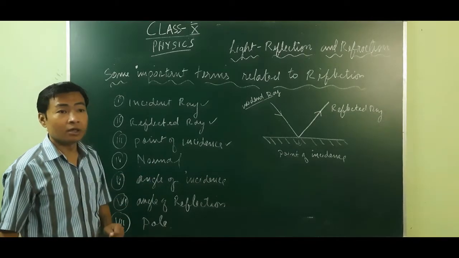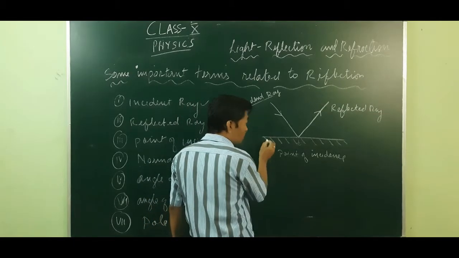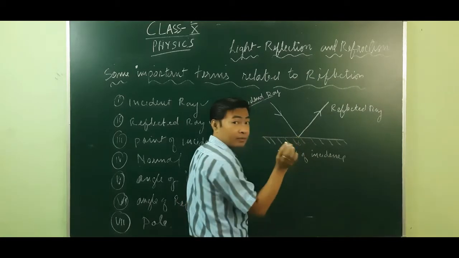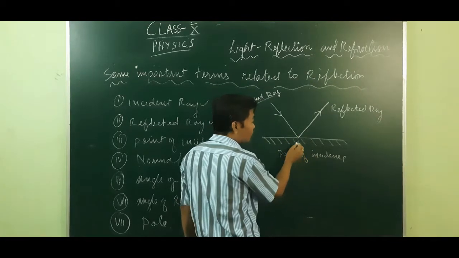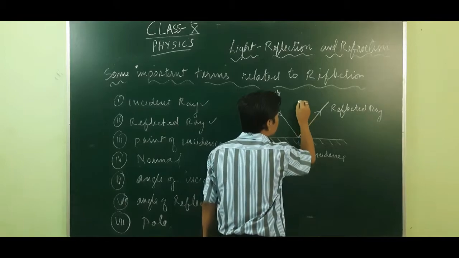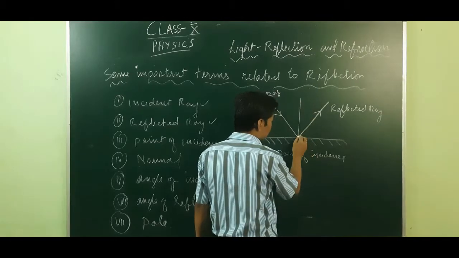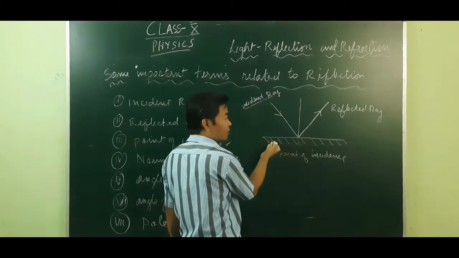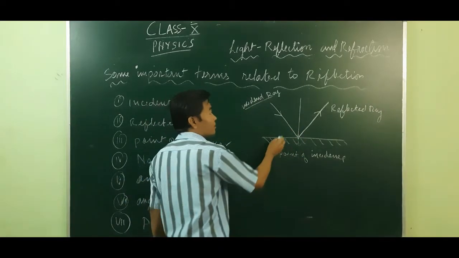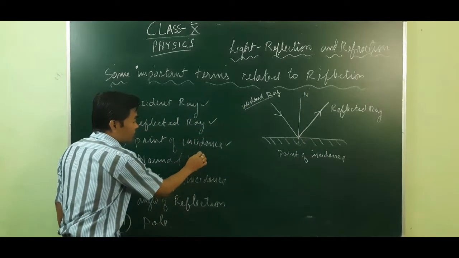The next is normal. What is a normal? A normal is an imaginary straight line drawn perpendicular from the point of incidence on the reflecting surface. That means we are going to draw a straight line from this point of incidence vertically upwards, which is 90 degrees here. This is an imaginary line drawn vertically from the reflecting surface, from the point of incidence. This straight line is known as the normal. It is represented by the letter N. So we have our normal here.